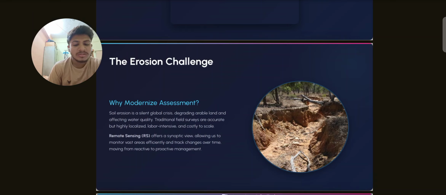A remote sensing based erosion assessment provides an efficient, cost effective, and repeatable method to study soil erosion dynamics. It supports sustainable land management, helps policymakers prioritize conservation efforts, and enhances our understanding of the relationship between human activity and landscape degradation.